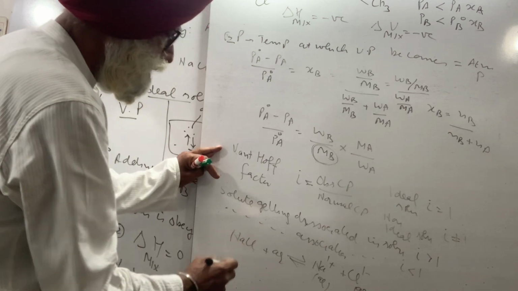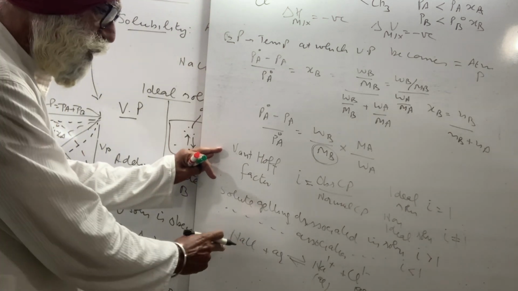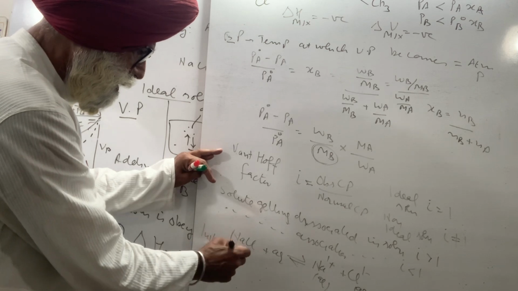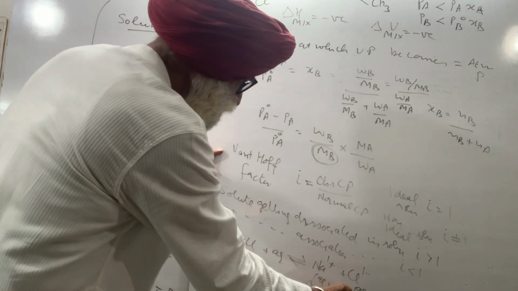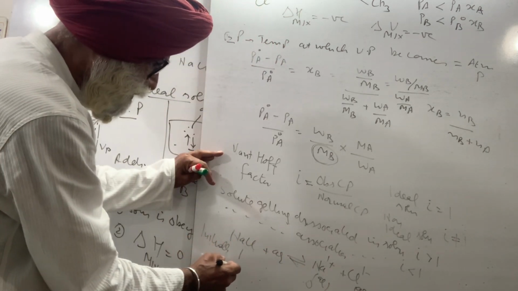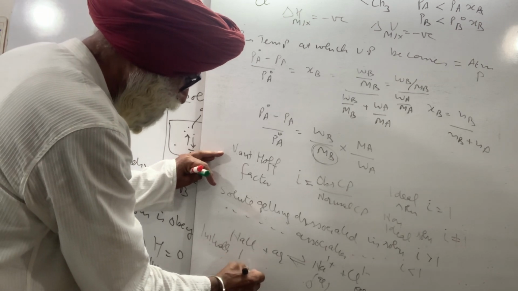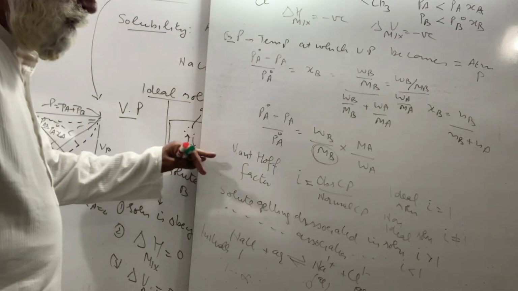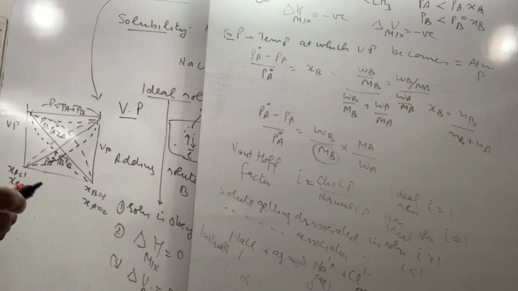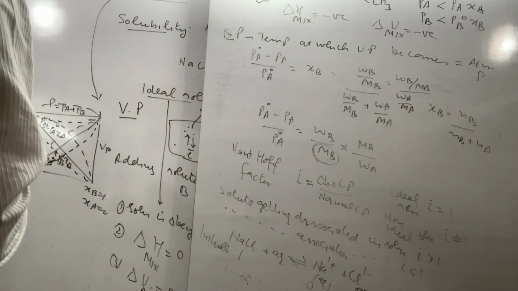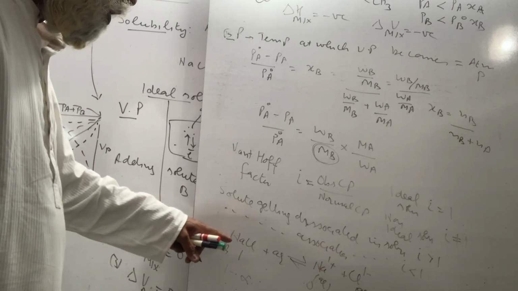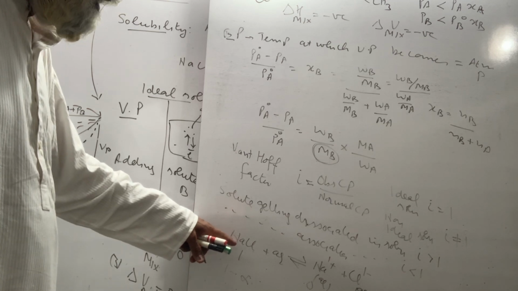Here we have added one molecule of this. Initially it is 1, 0, 0. After some time, alpha has dissociated. Here it is alpha, here it is alpha. The number of particles in solution are alpha and alpha. As a result of that, we were expecting the colligative property as per one particle.